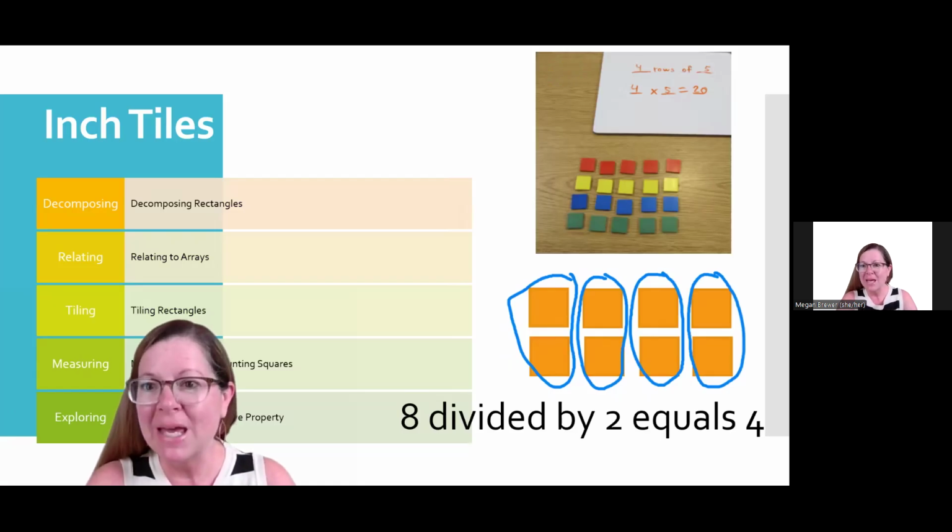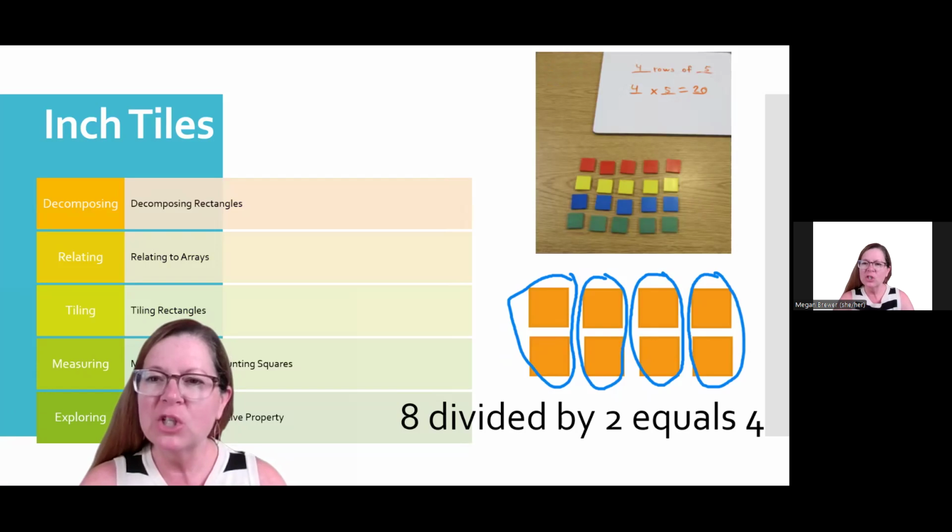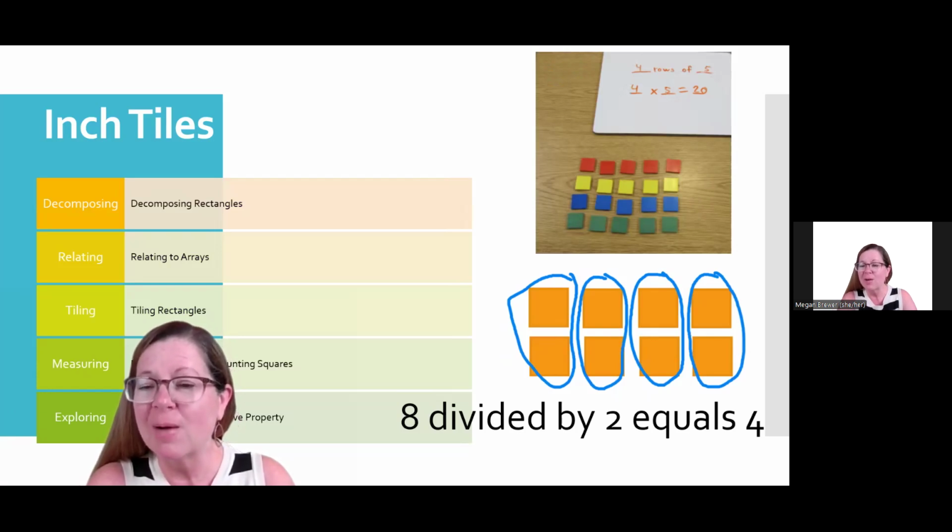In third grade, there are many multiplication and division standards. Here are just a few to get us thinking while we begin to consider which math tools will support our students' understanding of these concepts. Interpret products of whole numbers. For example, interpret 5 times 7 as the total number of objects in 5 groups of 7 objects each. We see a picture of a similar problem with the inch tiles on the screen. 4 rows of 5. 4 times 5 equals 20.